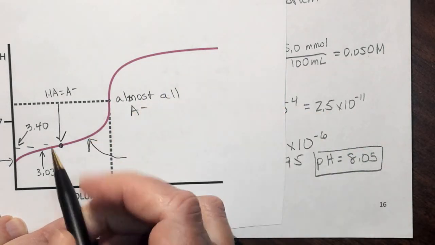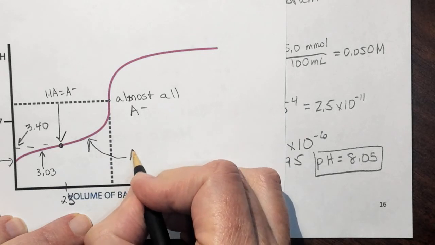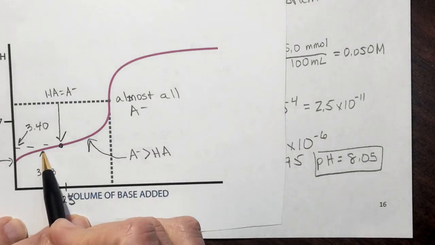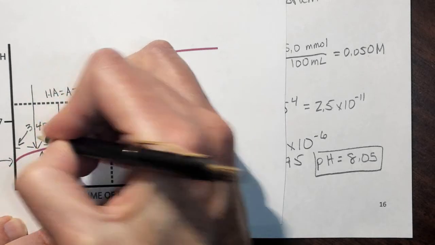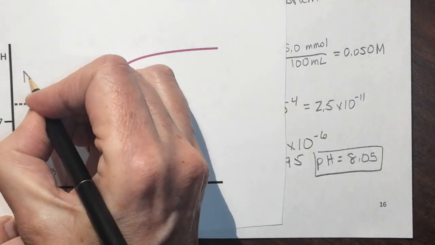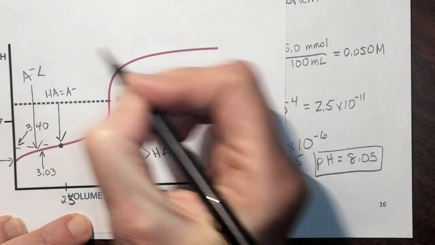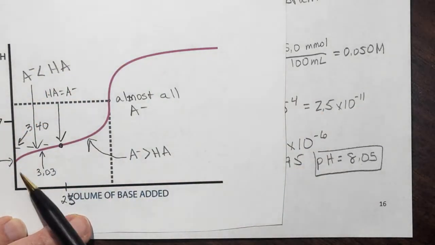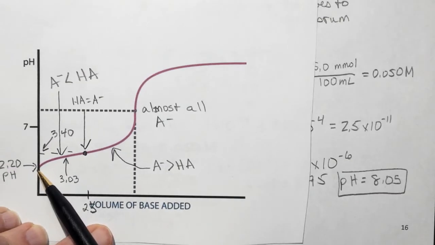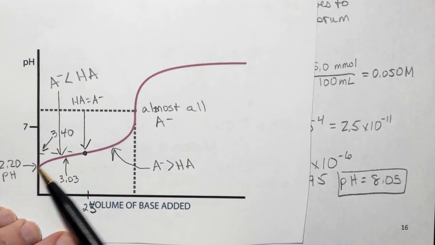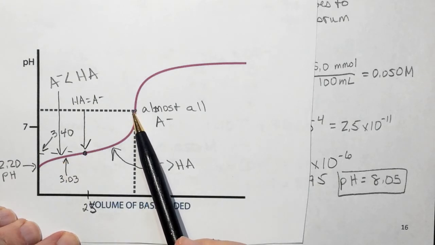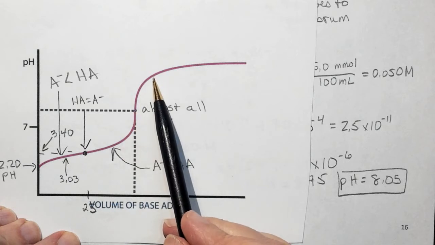If we're on this side of the half equivalence point, then we have more A minus than HA. And if we're on the other side of the equivalence point, our A minus is less than HA. We have more of the HA. So now we have completed the titrations at no added base, 15, our half equivalence point, and then our equivalence point. We've got one more point we're going to do, and that's going to be somewhere up here.